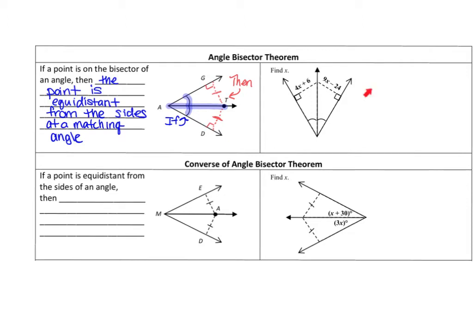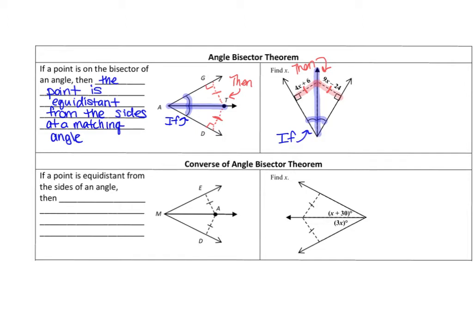So let's apply this to a math problem. So here we have an angle. There is an angle bisector, and we can tell it's a bisector because this angle here and this angle here are congruent. So if all of this is true, that means that this point right here is equidistant from this side and this side. And equidistant means equal distance.